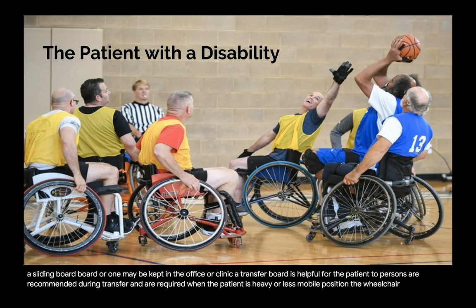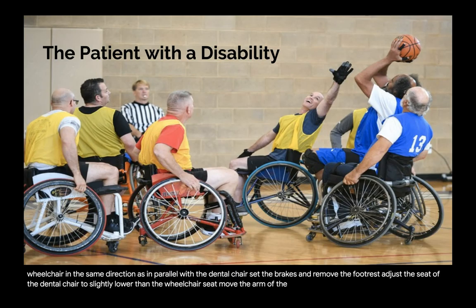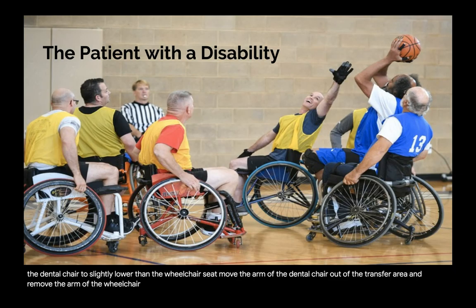Position the wheelchair in the same direction as and parallel with the dental chair. Set the brakes and remove the footrest. Adjust the seat of the dental chair to slightly lower than the wheelchair seat. Move the arm of the dental chair out of the transfer area and remove the arm of the wheelchair. Adjust the sliding board.